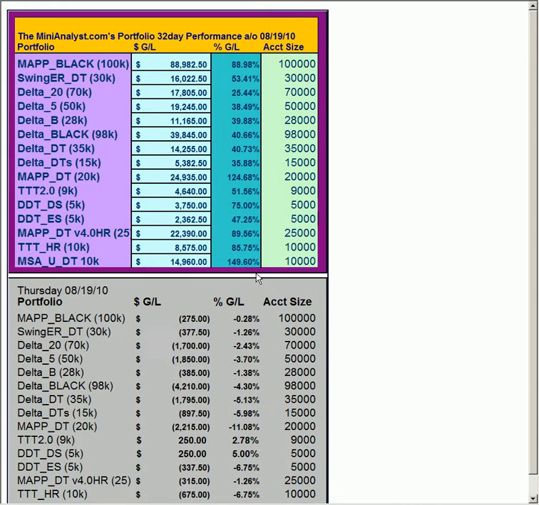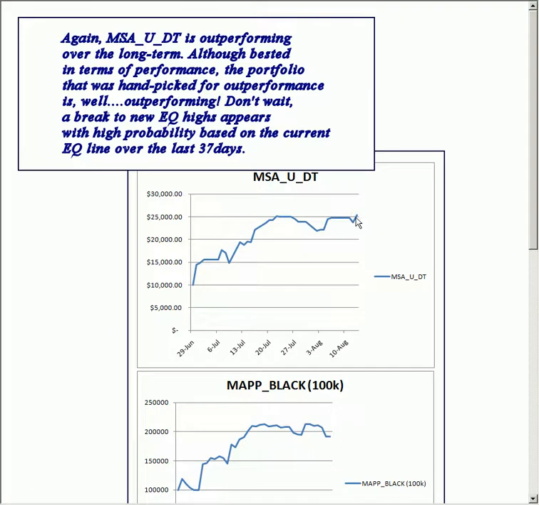So it's really been able to hold on to its profits a lot better than, say, the MAPDT, which now stands at a measly 125%, coming off, I believe, a 200% gain. Definitely impressive, but holding on to its gains has been the MSA UDT model. There you see it's breaking out as of yesterday, trying to break out to new highs.